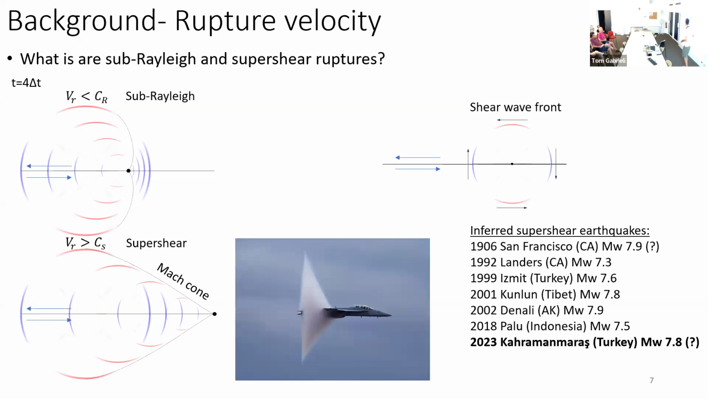And this Mach cone infers supershear velocities, and it also appears when planes move at supersonic speeds. And these are some of the inferred supershear earthquakes, and some of them are very devastating. So supershear earthquakes, and specifically the Mach cone, are related to very, very destructive and intense ground motions.